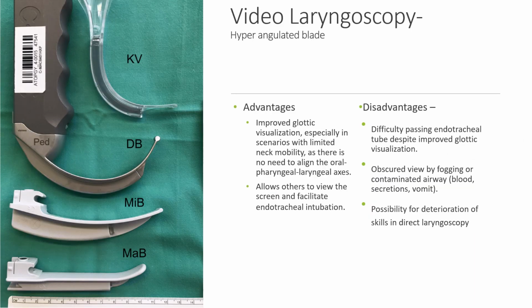Cool. So you can see the King Vision at the very top. That is the D blade for the CMAC. Next down, very useful. Then you have your Miller or Mac and Millers.